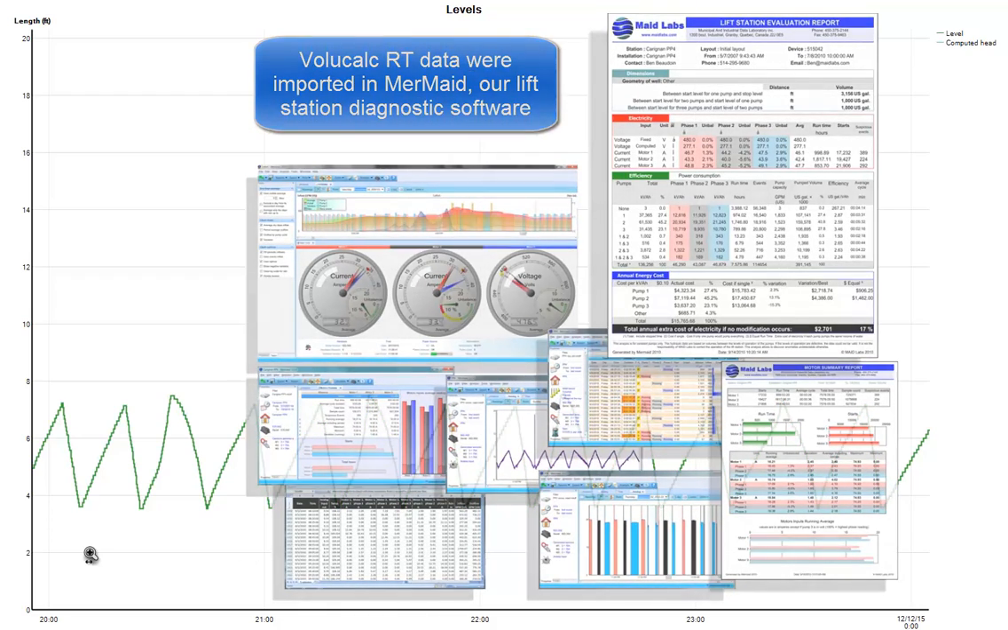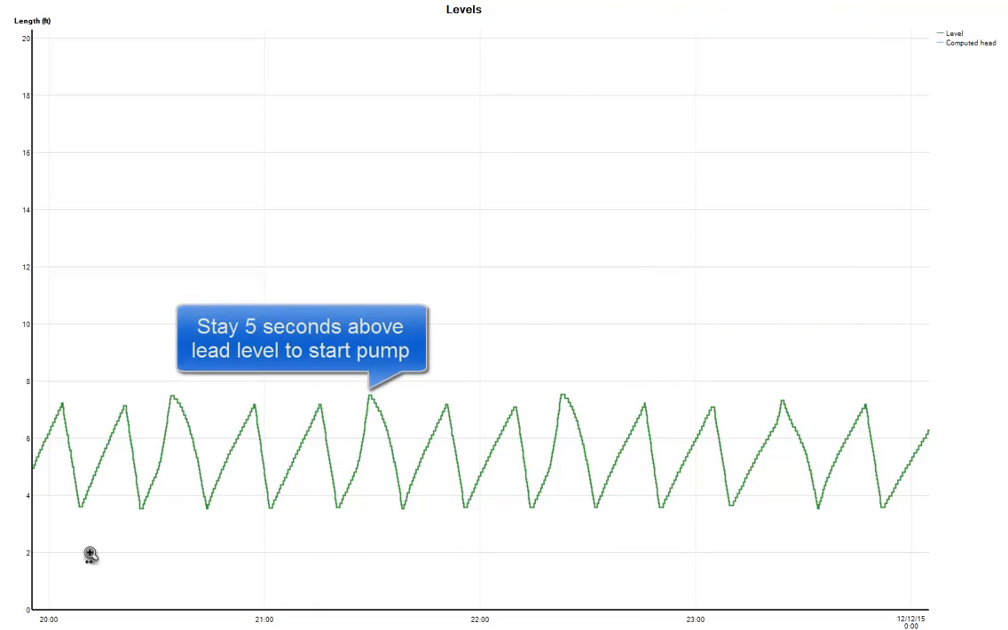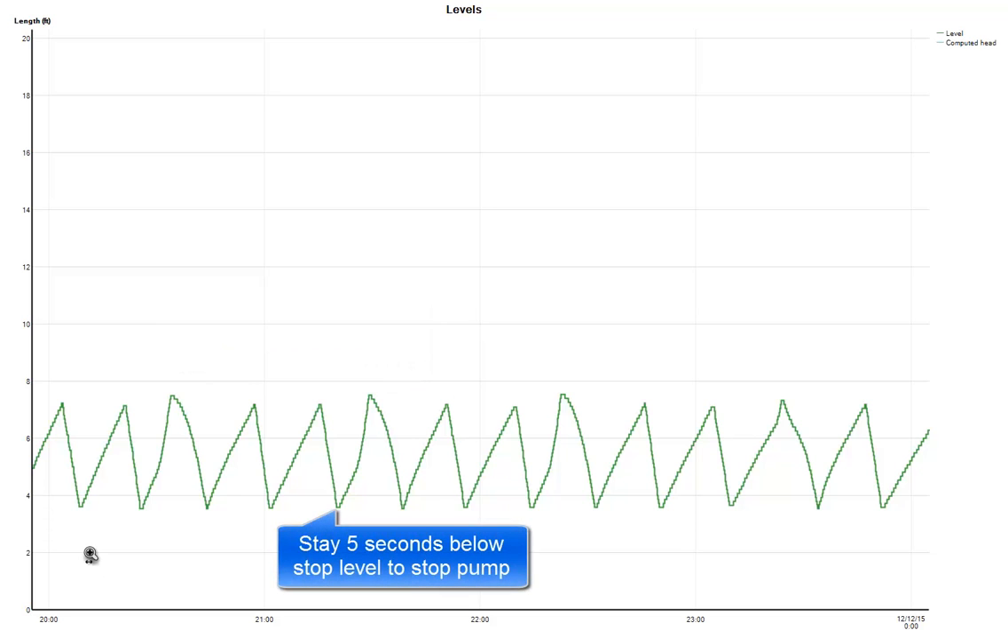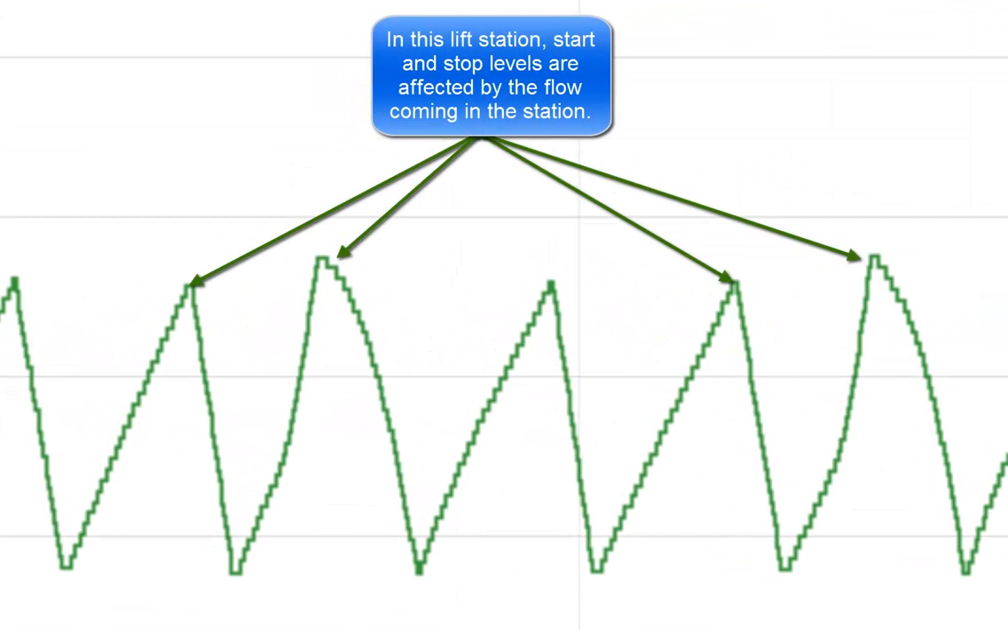The way that station works, when the start level, the lead level, is reached, if it stays there for at least 5 seconds, then a pump will start. And when it reaches the stop level and stays there for at least 5 seconds, the pump will stop. The level at which the pump starts and stops depends directly on the actual flow rate coming in and the capacity of the pump, because if the flow rate coming in is very high, in the 5 seconds it waits for the pump to start, it will reach a higher level when the pump starts.